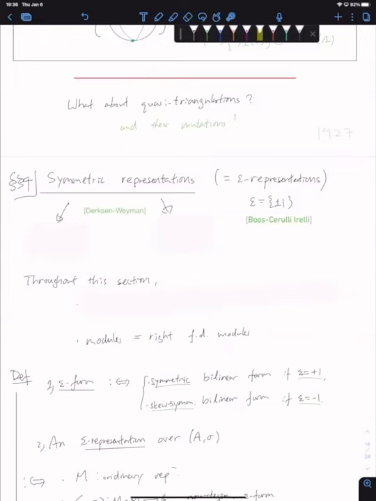And this is, it seems, the first study, in the paper by Dirksen and Wayman. They call it symmetric representation, but what this means is two different classes of representations. So one is orthogonal representations, and the other one, they call symplectic representations. In a more compact way to denote this theory, I will follow the convention of Bruce and Torelli that they call this epsilon representation, where epsilon is +1 or -1, and +1 is the orthogonal case and -1 is the symplectic case. Right.